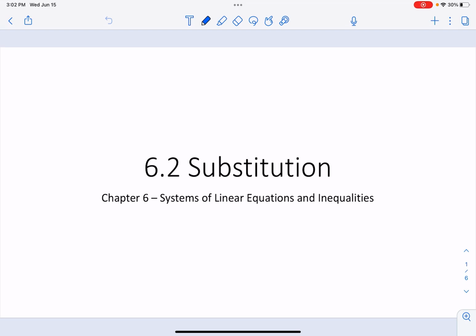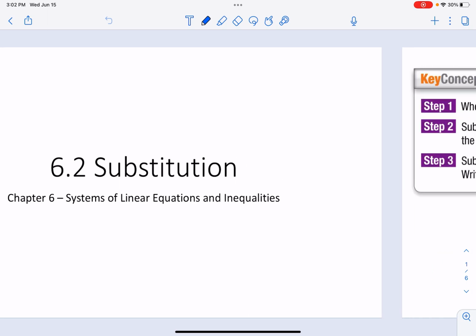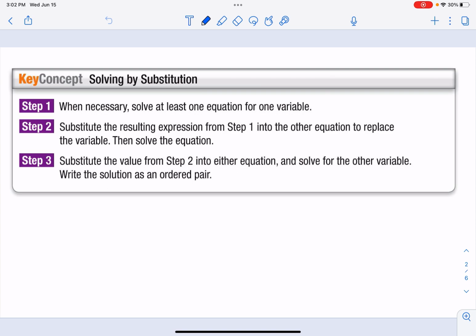In this video, I'm going to be talking about how to solve systems of equations using the method called substitution. In the previous video, we did it by graphing. Now we're going to do substitution. So when solving by substitution, solve at least one equation for one variable. Typically look and see, is the coefficient 1?